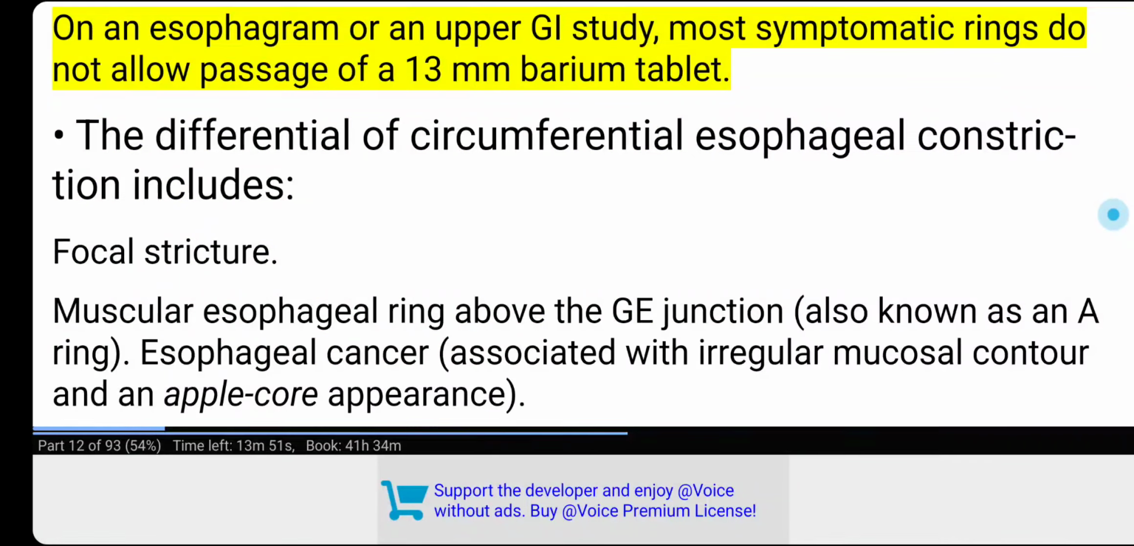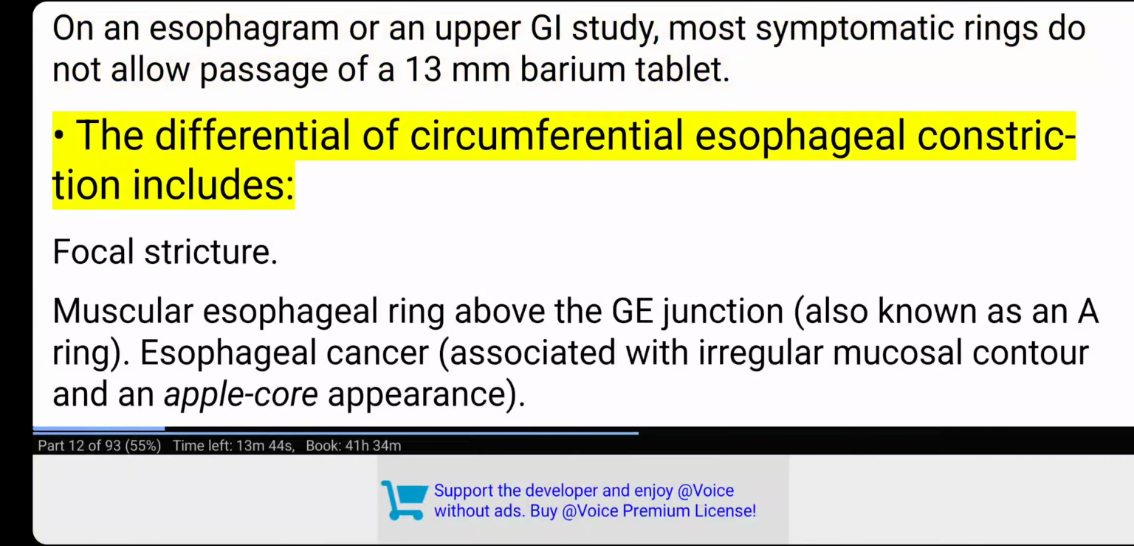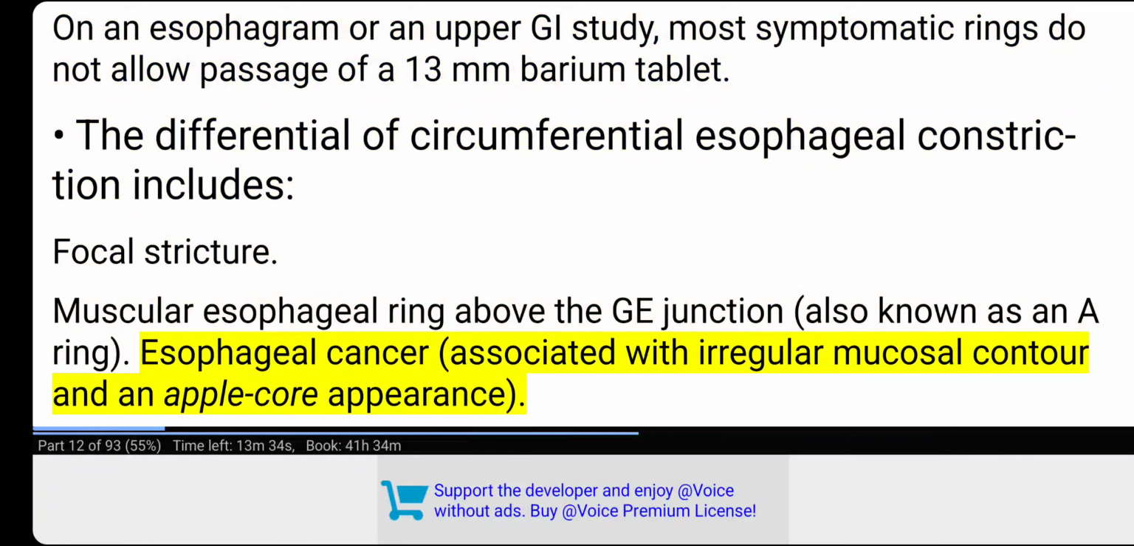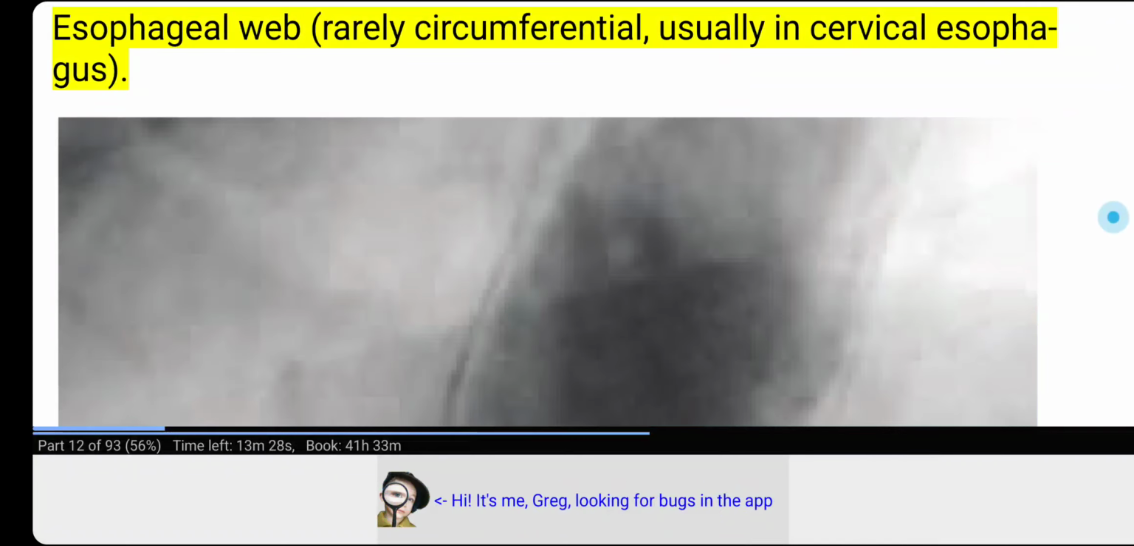On an esophagram or an upper GI study, most symptomatic rings do not allow passage of a 13 mm barium tablet. The differential of circumferential esophageal constriction includes focal stricture; muscular esophageal ring above the GE junction, also known as an A ring; esophageal cancer associated with irregular mucosal contour and an apple core appearance; and esophageal web, rarely circumferential, usually in the cervical esophagus.